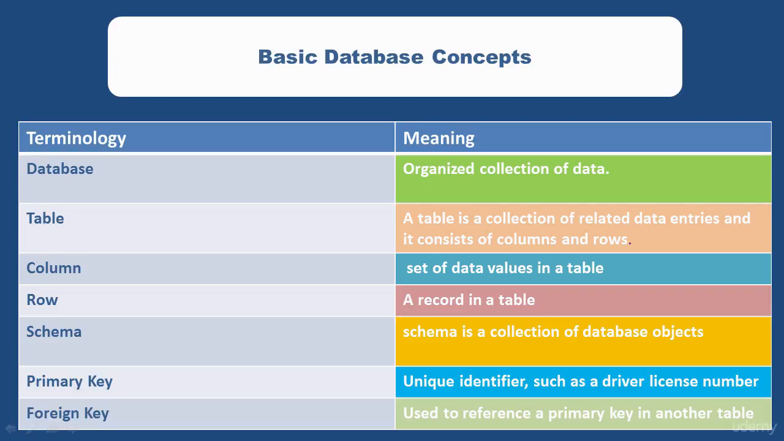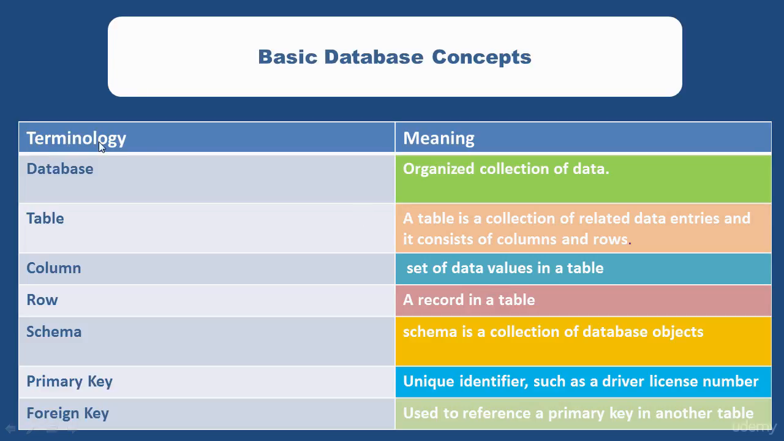A table, on the other hand, stores information in rows and columns. So a table will usually store a collection of related data entries in columns and rows. This table here is similar to what a database table is.